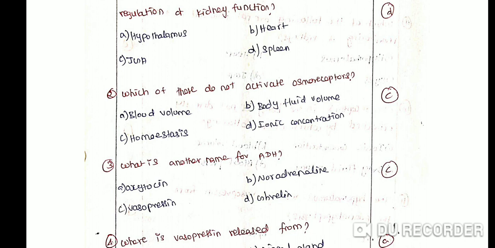Explanation: osmoreceptors are activated by the blood volume, the blood fluid volume, and the ionic concentration. When the elements are within normal range, during homeostasis, the osmoreceptors are not active.